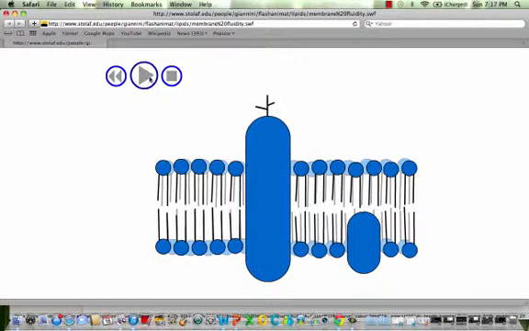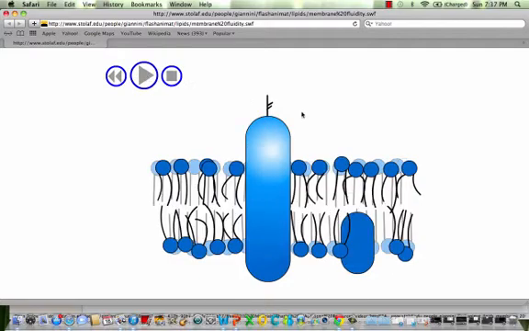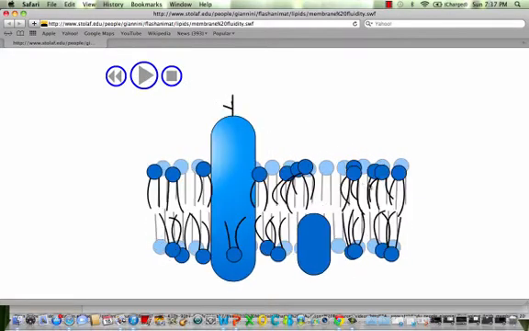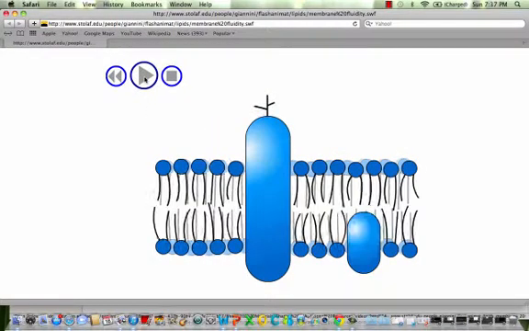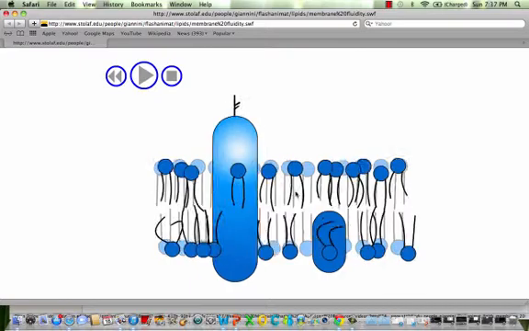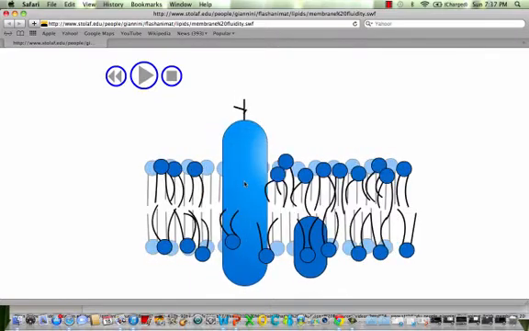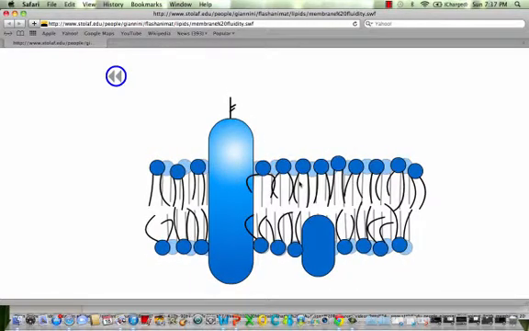So let's take a look at the fluidity. All right, lovely. So as you can see, the phospholipids and the proteins. This is worth a second look. All right, the phospholipids and the proteins move in relation to one another. So it is a dynamic structure. It's not static. It's not just standing still.